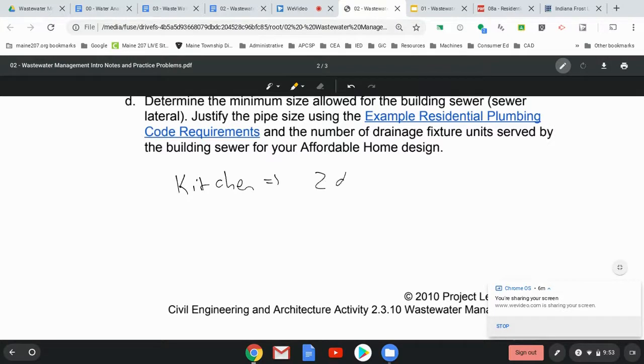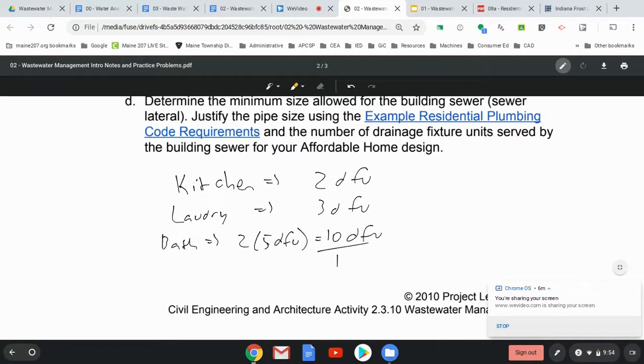That's 2 drainage fixture units. I have laundry. That's 3 drainage fixture units. And I have bath. 2 times 5 drainage fixture units is 10 drainage fixture units, making a total of 15 drainage fixture units.